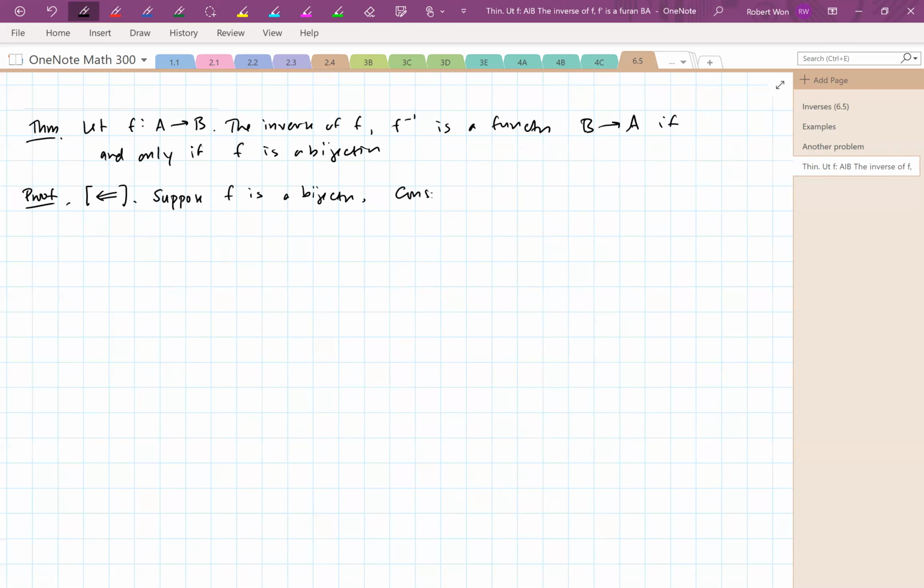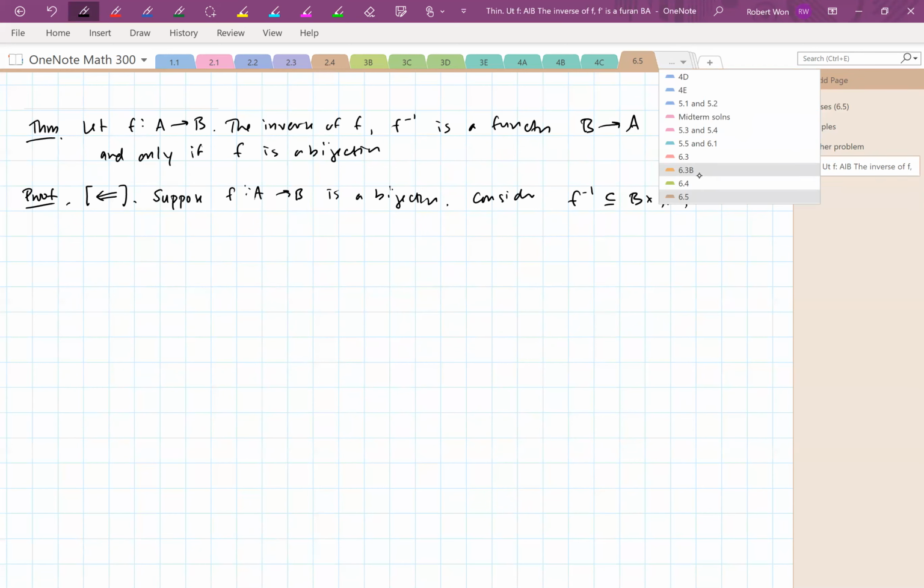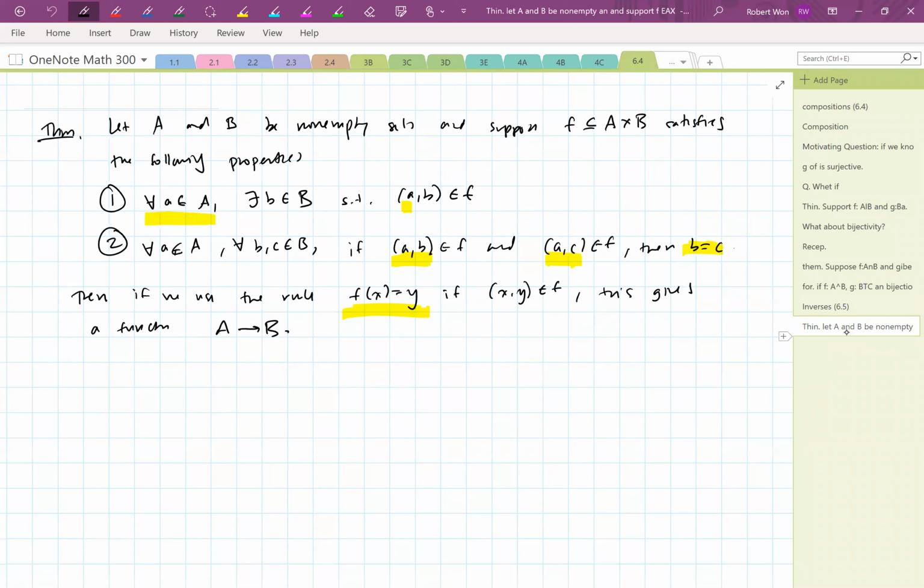And let's be very proper. Suppose F is a bijection from A to B. Consider F inverse as a subset of B cross A. I want to show that F inverse is a function, right? Which means that I need to show that F inverse satisfies these two properties, but with A and B switched, right? Because this is thinking of F as a function from A to B, but F inverse will be thought of as a function from B to A.